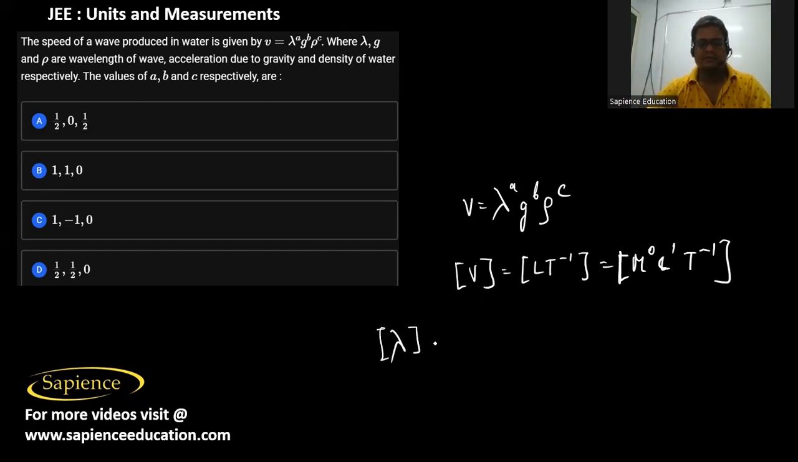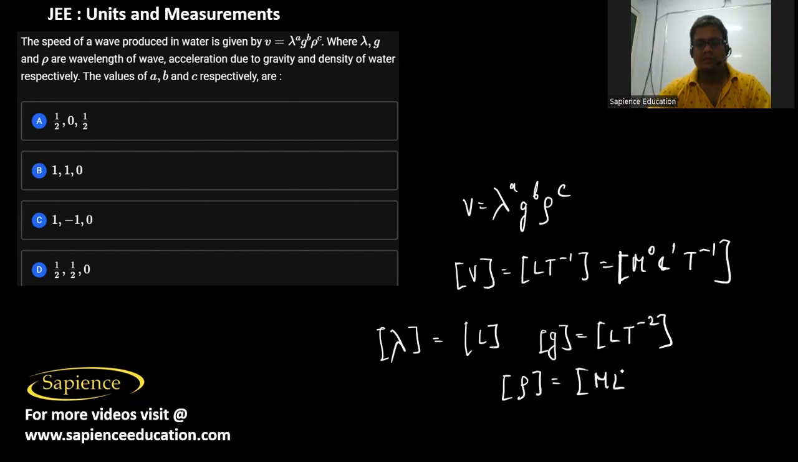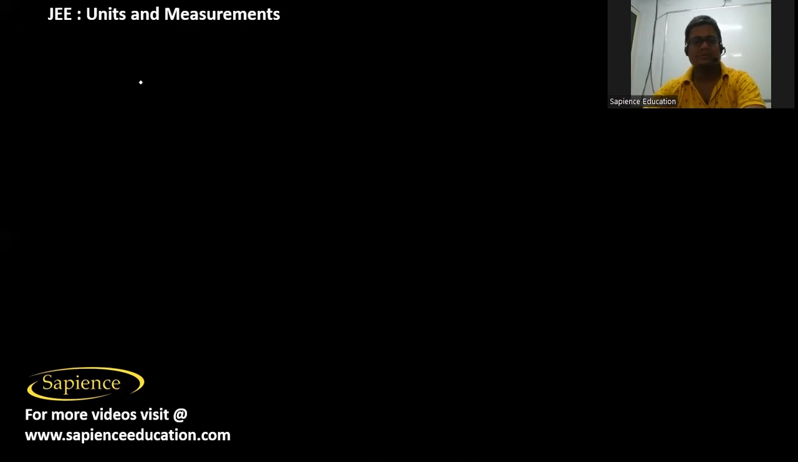So the dimensional formula for wavelength is length, L, and the dimensional formula for g, acceleration due to gravity, is acceleration, L t power minus 2. The dimensional formula for density, mass per unit volume, is M L power minus 3. So therefore V is M power 0 L power 1 t power minus 1.